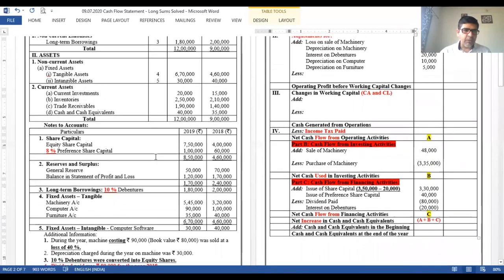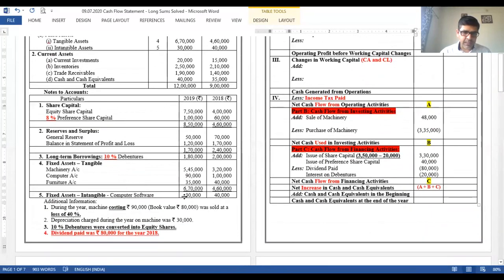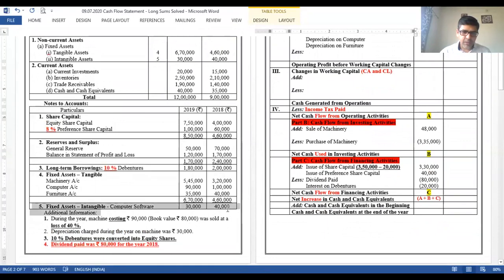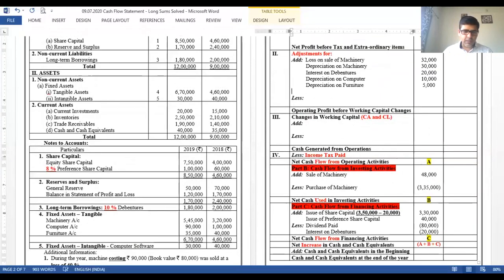Okay. After fixed assets tangible, we have intangible assets. Note number 5. We can see that it's computer software. Computer software has decreased. Any intangible asset reduces, it is amortization. So let us take it over here again as amortization. Computer software amortized, right? Amount is 10,000, right? Okay. So we are done with this part.